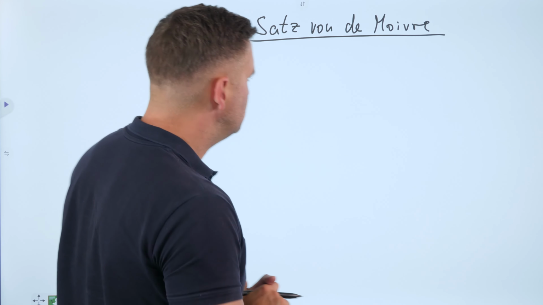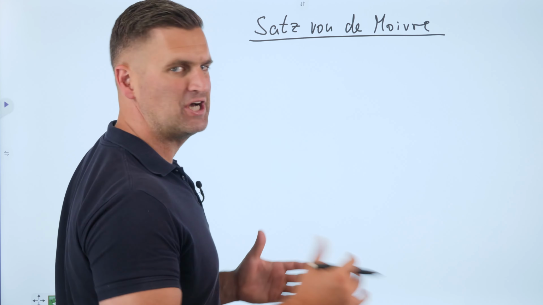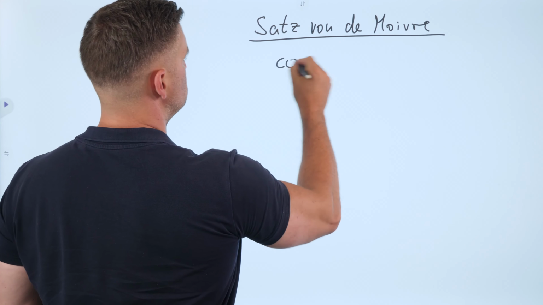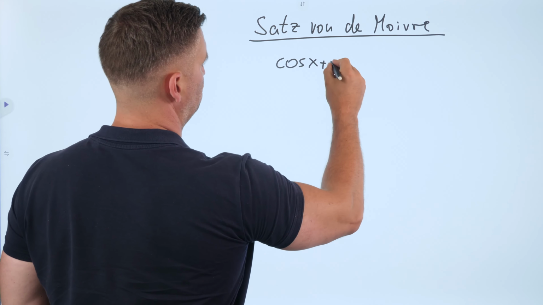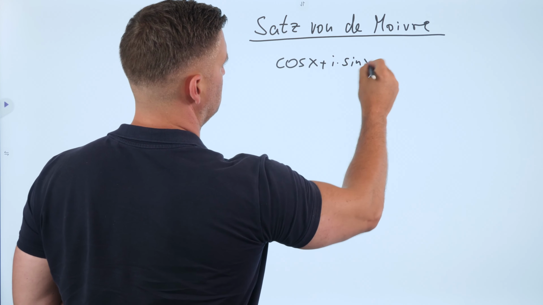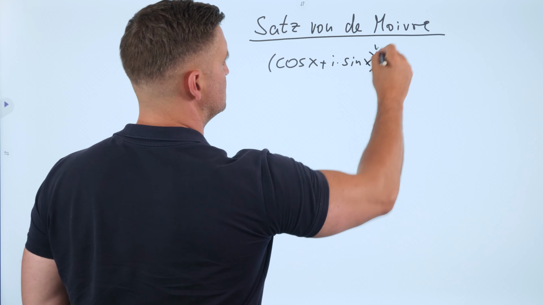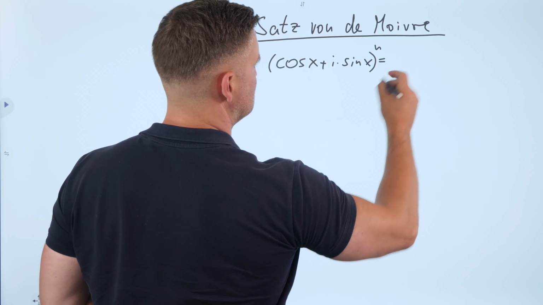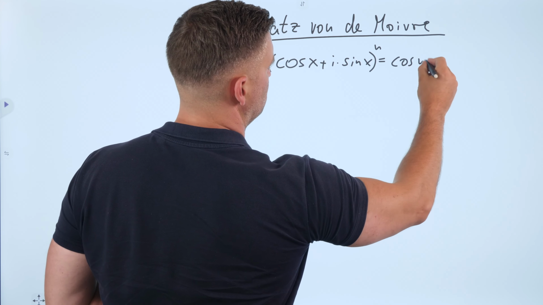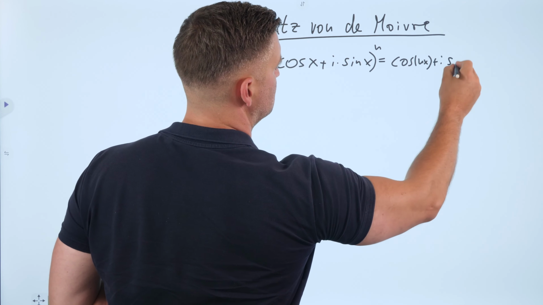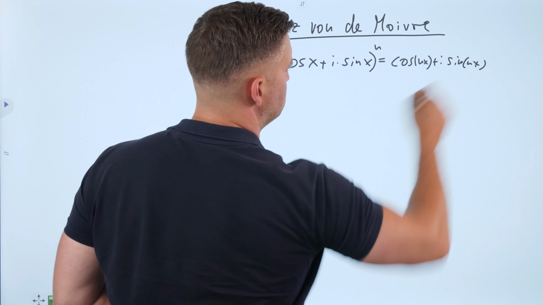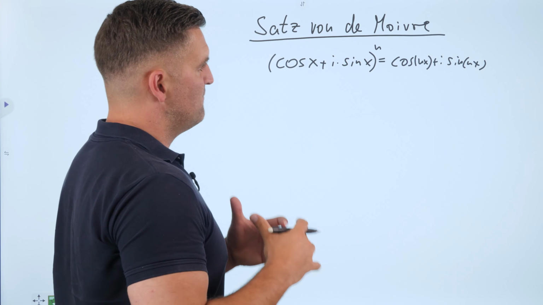Yes, de Moivre's theorem, another little stroke of genius. If we take cosine of x plus i times sine x and raise the whole thing to the power of n, then the theorem says that this equals cosine of n times x plus i times sine of n times x. And that's much simpler than you might think.